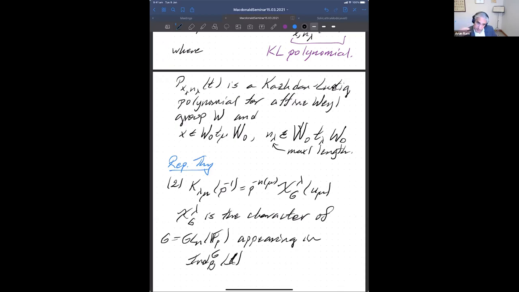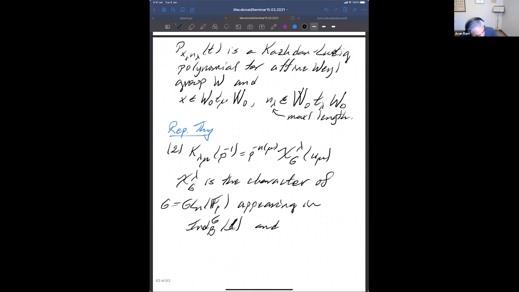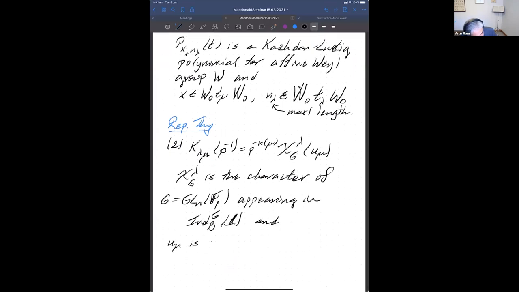So if you induce from the Borel, if you induce from upper triangular matrices to G, then the components are indexed by partitions. And this chi lambda is the character of the representation of GLN. This is a finite group because FP is a finite field with P elements. So this is a character of a finite group, a very specific one. And U mu is the unipotent matrix of Jordan form mu.